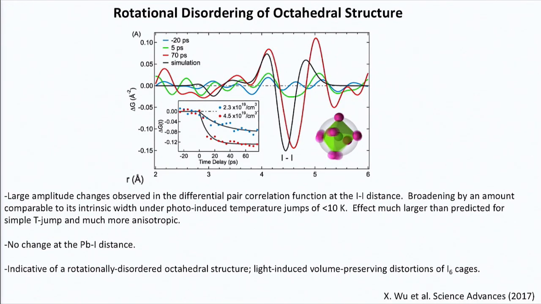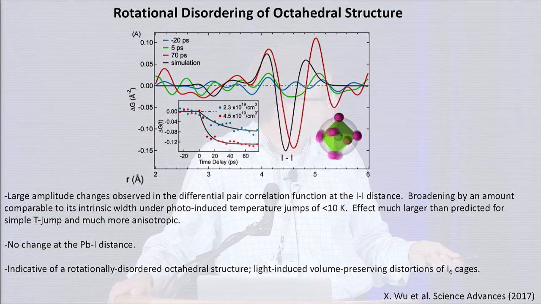Well, here's the main result of this measurement. And what you see is actually a really dramatic structural change, quite surprising. We weren't expecting this at all. So there's a very large amplitude dip right at the iodine-iodine bond length, 4.5 angstroms. So this says that we're dramatically washing out those correlations following this optical excitation. In contrast, there's very little change at the lead iodide distance.